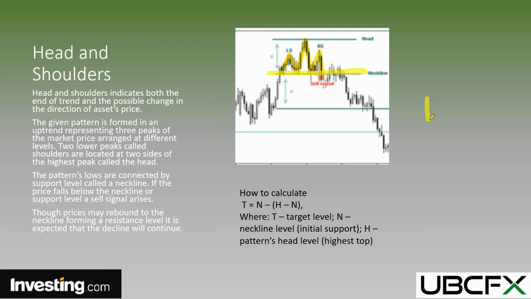Okay, we take T, which is your target price, which is when it breaks here with the sell signal, where it's going to go to here. And the target price is equal to the neckline, which is whatever price that neckline formed on, minus the head. It's the height of this head, the price that this head was at, minus the neckline.